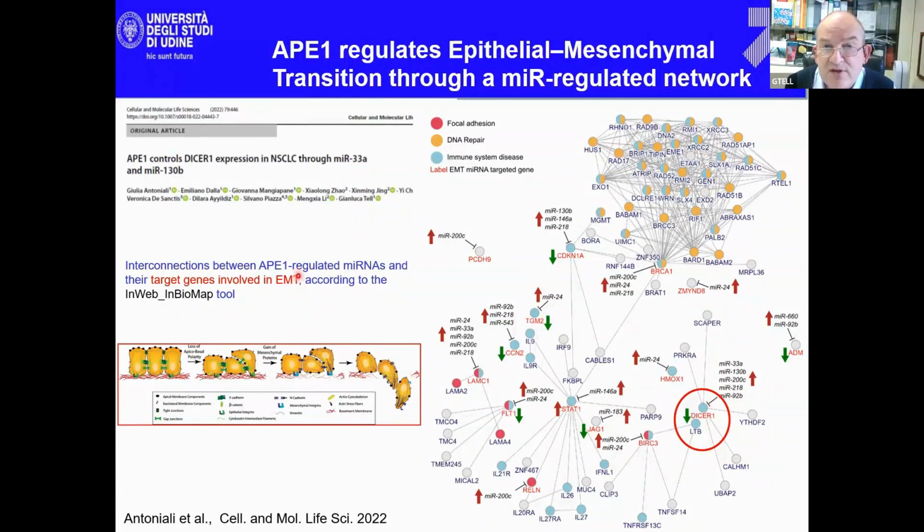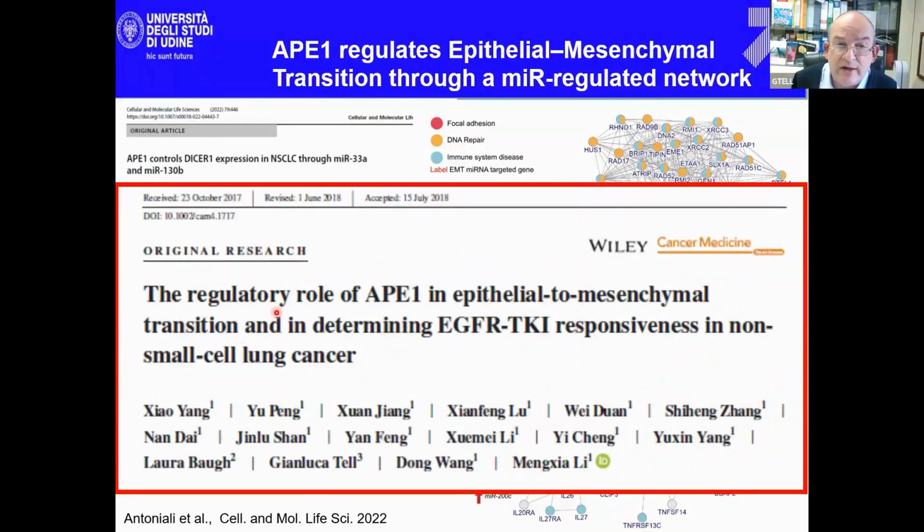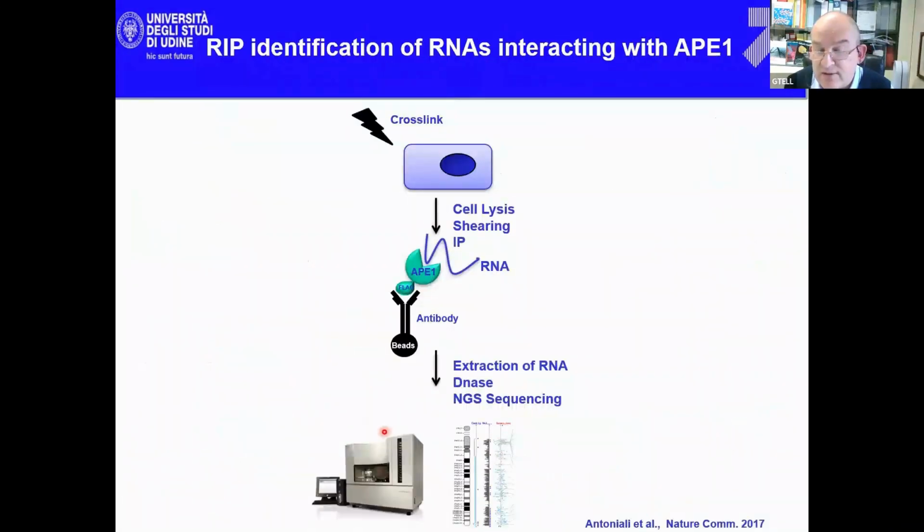Therefore, we demonstrate in this paper that the regulatory role of APE1, suggested a few years ago by a Chinese group as a main determinant in TKI responsiveness in non-small cell lung cancer associated with epithelial to mesenchymal transition, can be exerted through a post-transcriptional mechanism involving microRNAs and different target genes.